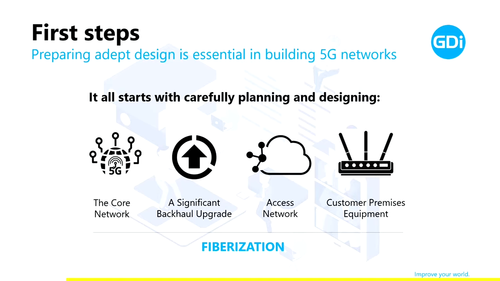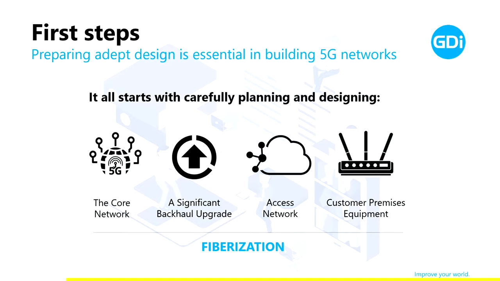Okay, so like I said at the beginning, planning and preparing the design is really an essential step in the 5G network rollout. You have different kinds of networks, different parts of networks, from the core network through the backhaul up to the access network, and at the end you have some customer premises equipment or devices that are connected to that network.